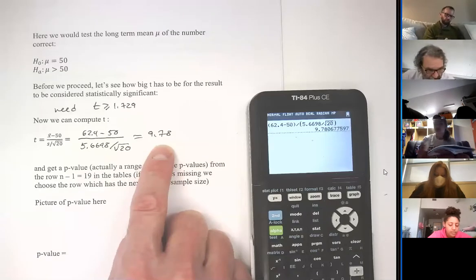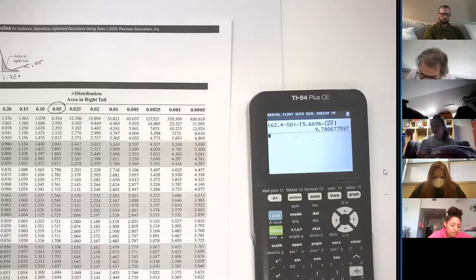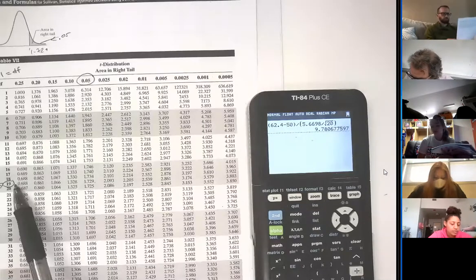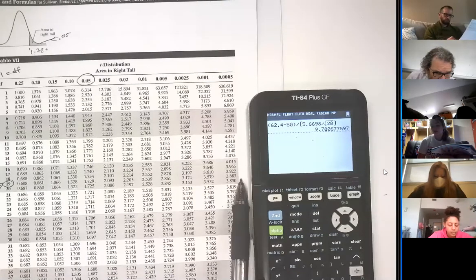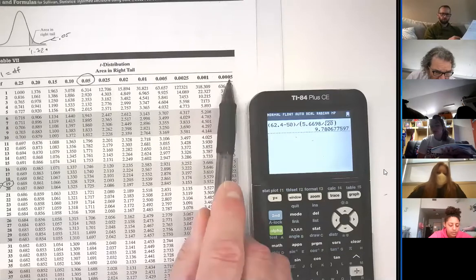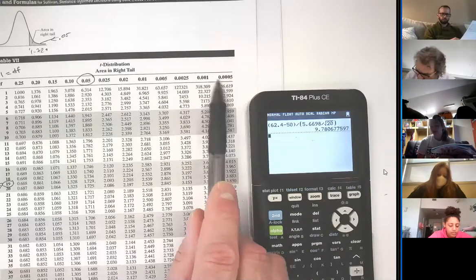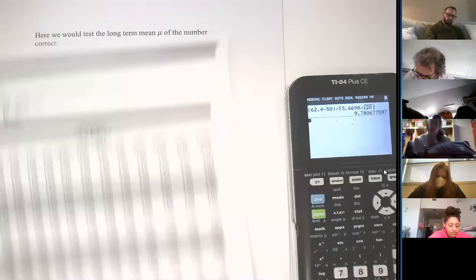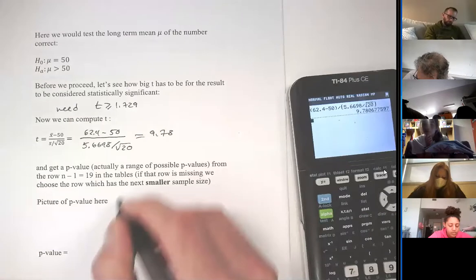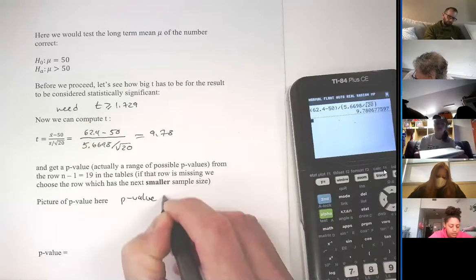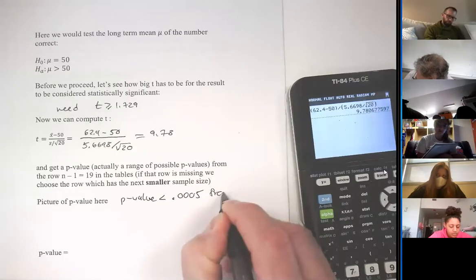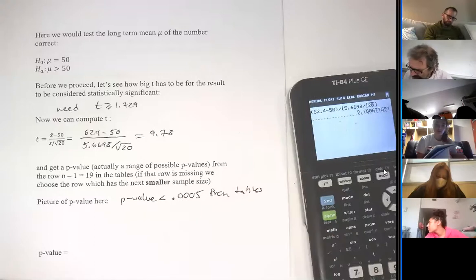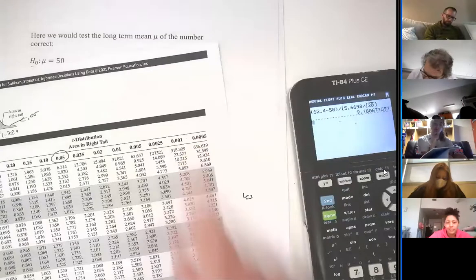So we go to the tables, and we're looking for 9.7, and we're in this row here, 19, and it just doesn't happen. We'd have to keep going a long ways. These p-values get smaller and smaller as we go, right? So we'll just claim the p-value is less than 0.0005 from tables, because they don't go past that number. So that's the last number we see up here, 3 zeros and a 5.